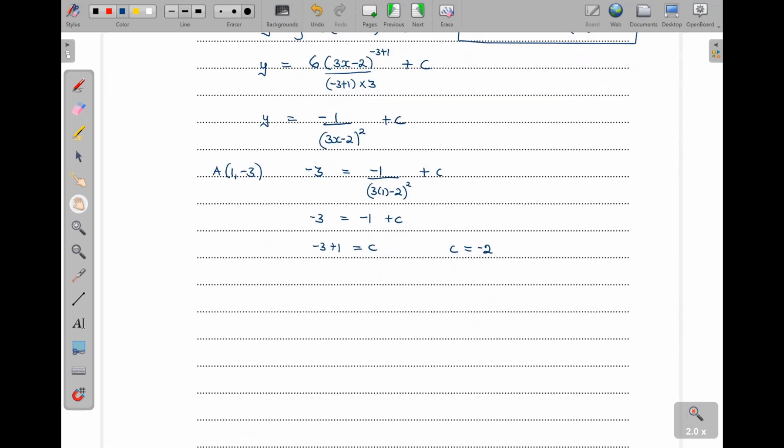So the equation of the curve is therefore y equals negative 1 over (3x minus 2) squared, minus 2. That is that.